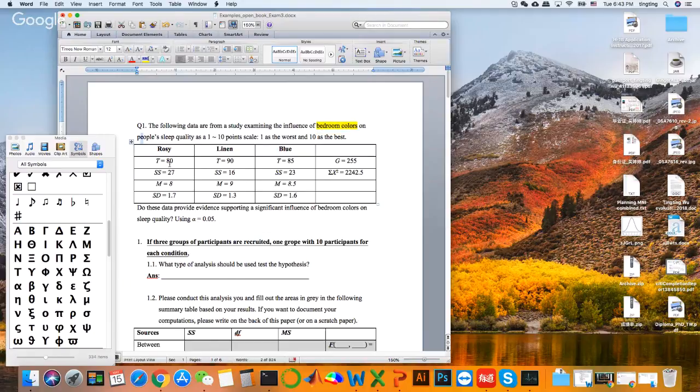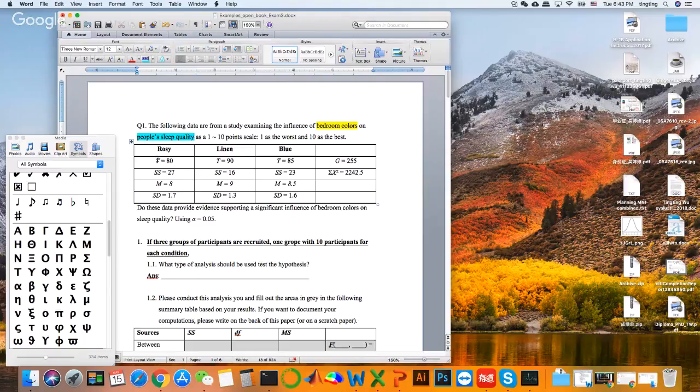And what's the data in this table, right? So this row is the category of the bedroom colors, which is the independent variable. Those numbers here are for the dependent variable, which is the sleep quality. So the sleep quality is what we measure, using the 1 to 10 point scale.